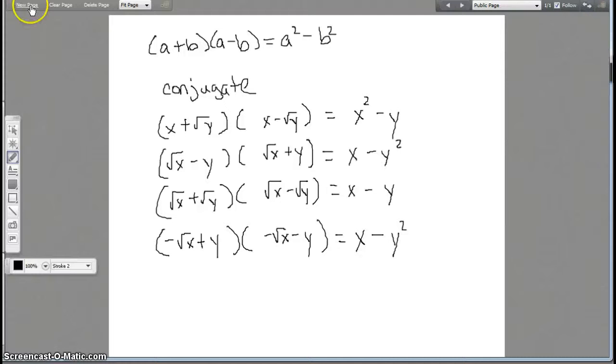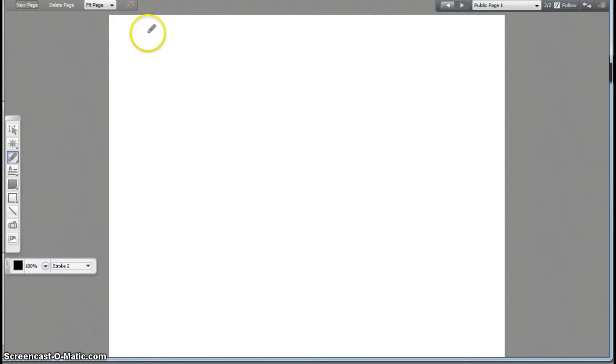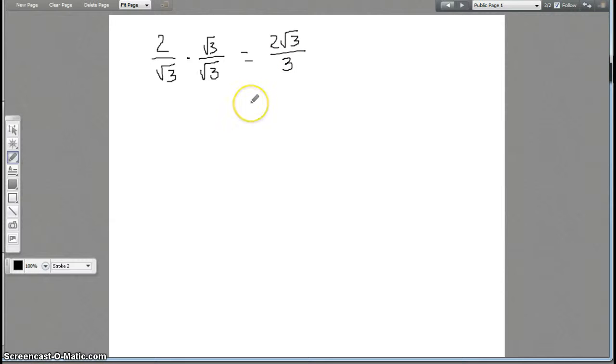So let's do a couple of examples. If we have something like 2 over the square root of 3, how would we rationalize that denominator? Well, what we need to do is multiply square root 3 by something that will give us a square. So if we multiply this by square root 3 over square root 3, what we'll end up with is 2 times square root 3, which is 2 root 3. Square root 3 times square root 3 is just a 3. We no longer have a square root in the denominator.